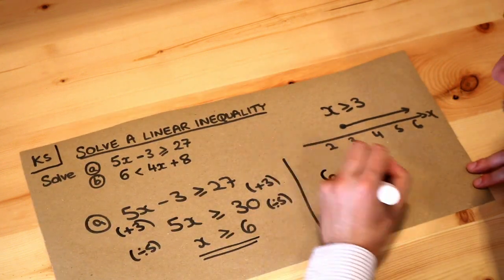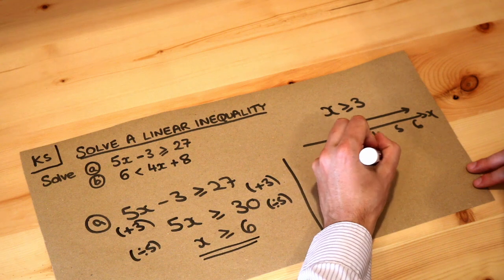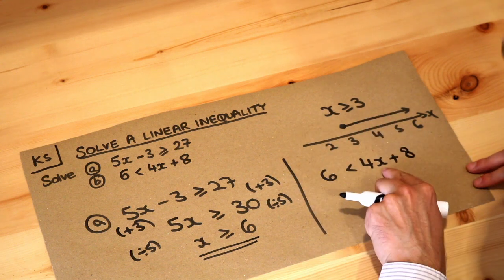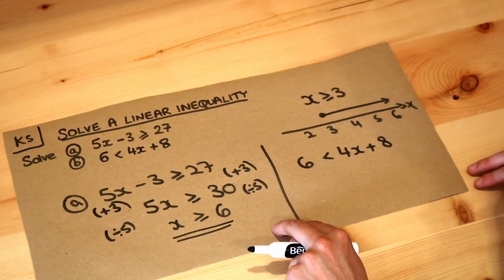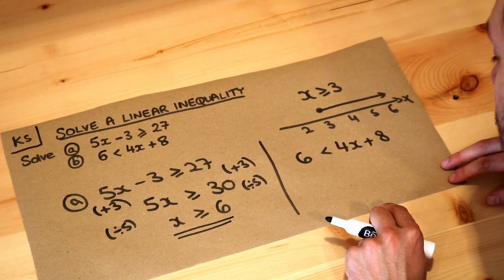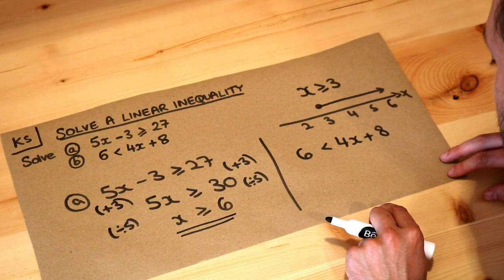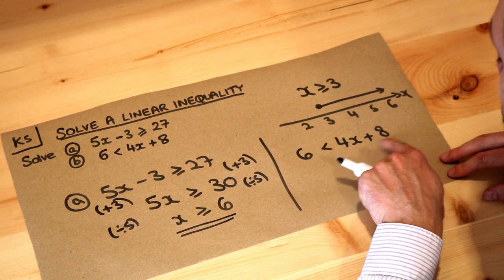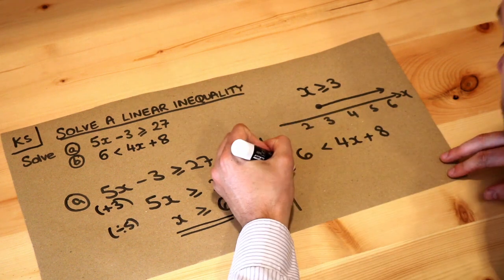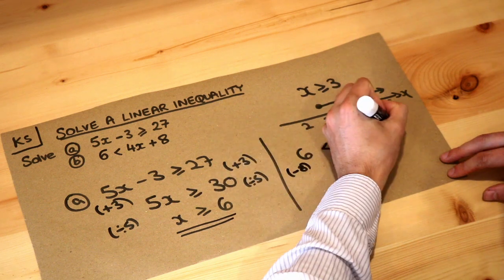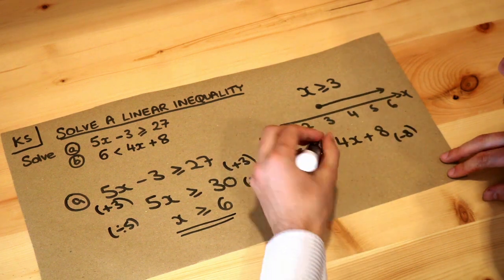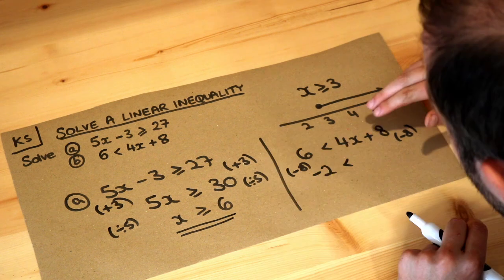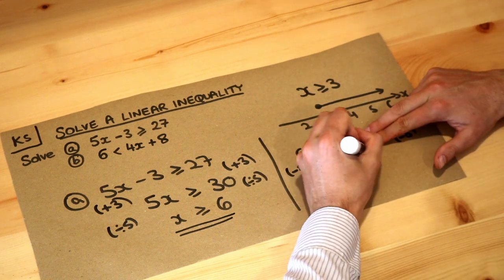So B, 6 is less than 4x plus 8. It doesn't matter whether x is on the right or left. So let's do the same as before. We can add or subtract something from each side of the equation. Now let's look at x. x is being multiplied by 4, then we're adding 8. To get rid of the plus 8, we subtract 8 from both sides, the opposite. So 6 minus 8 is negative 2. And the minus 8 gets rid of that plus 8, leaving 4x.